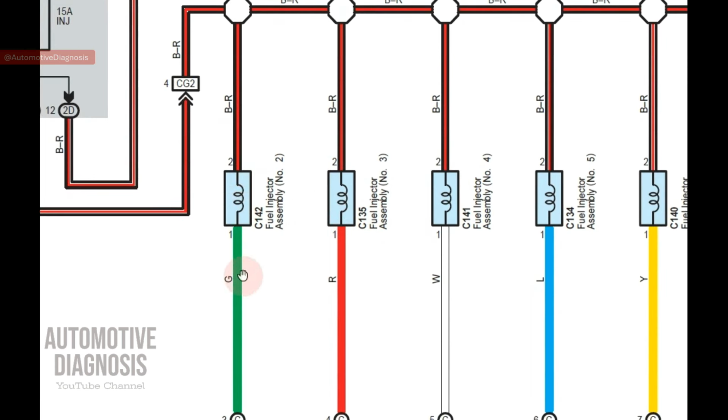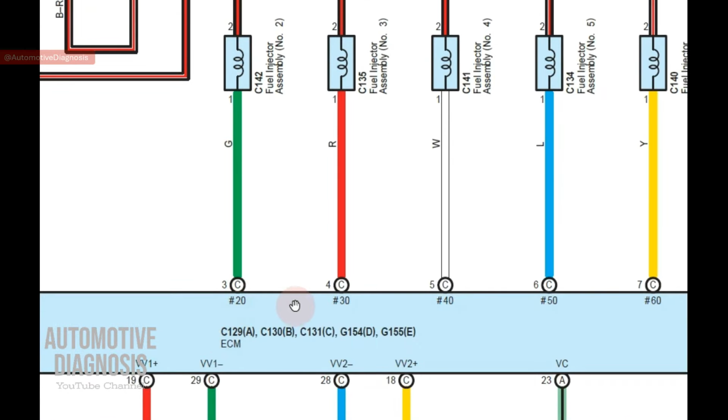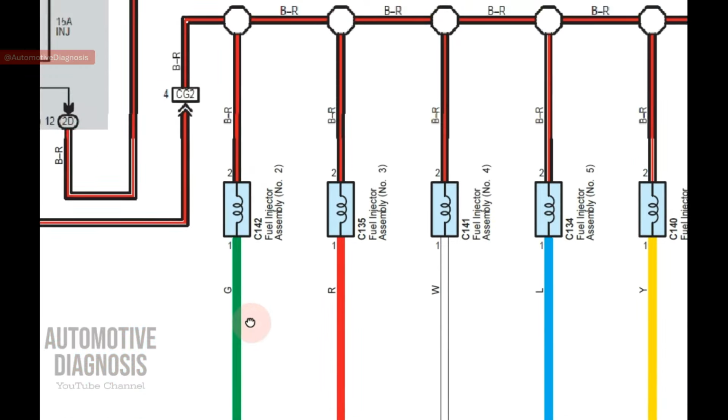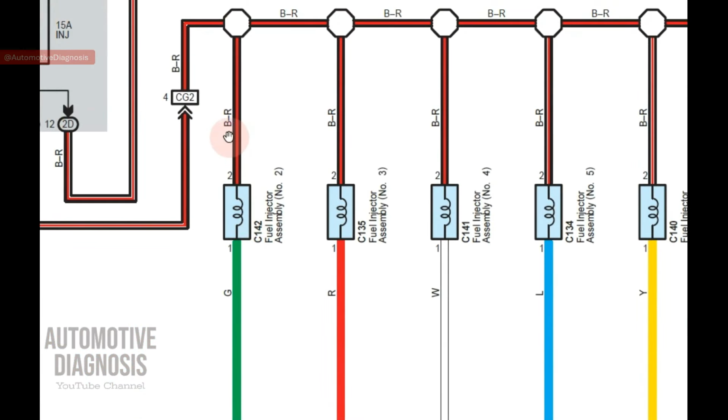On each injector, we have two wires. So pin number 1, this green wire, is connected to the ECM. This one is the engine control module. So of course, this is the control line. And number 2, this black and red wire, is bringing the power supply to the injector. Okay, so if you want to check, for example, the injector power supply on pin number 2, this is super easy.